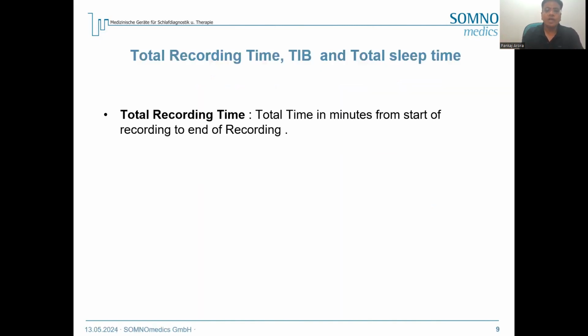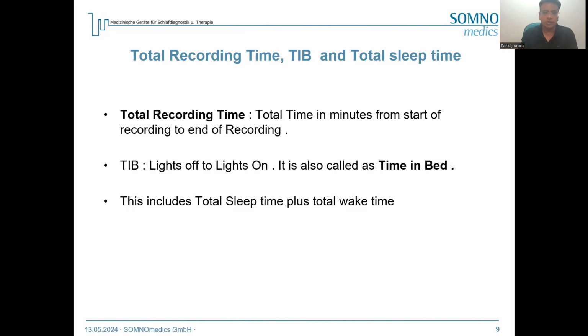So now, before I jump to the report, I would love to give you a few definitions. What do you mean by total recording time, time in bed, and total sleep time? As the name itself says, total recording time means when you switch on the polysomnography unit and when you switch off the polysomnography unit back. This is the total recording time of the polysomnography.